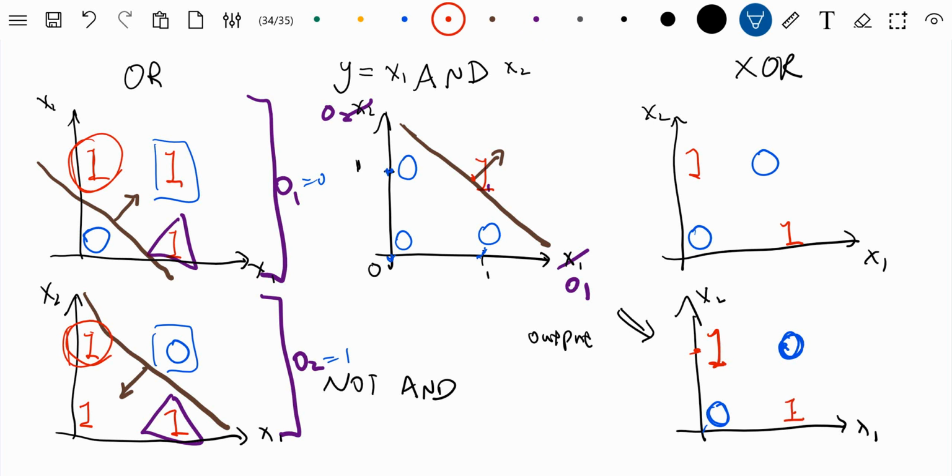So basically the output of this combination, which is what we call a neural network, is exactly the same as the output of this XOR operator. So that's how it's constructed.